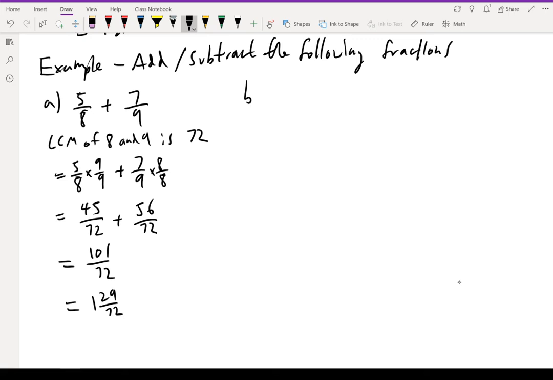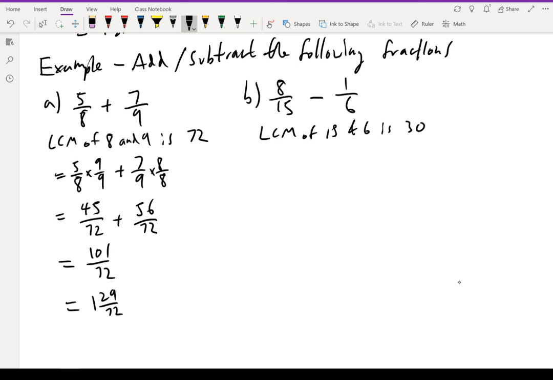Okay, and so for B, let's do a subtract this time. This time we have 8 over 15 minus, let's do 1 over 6. Okay, 8 over 15 minus 1 over 6. And so we have to find the LCM of 15 and 6, and the LCM of 15 and 6 is 30.